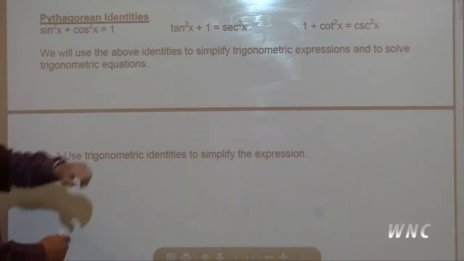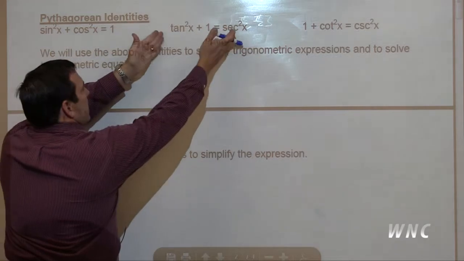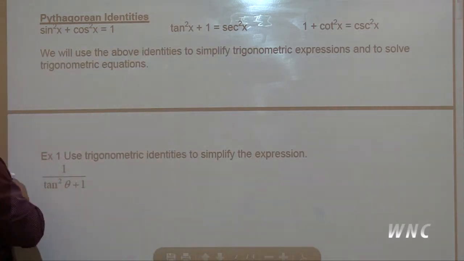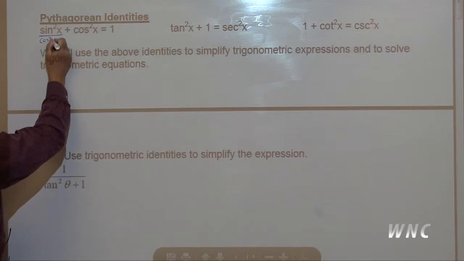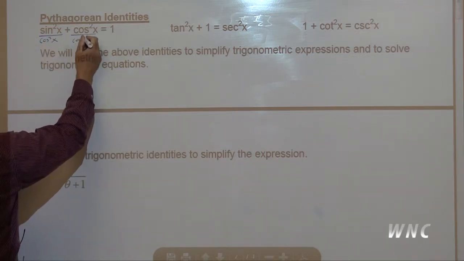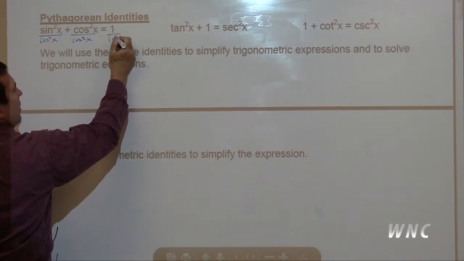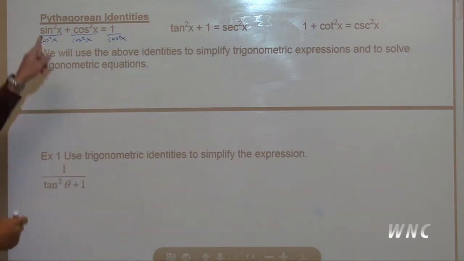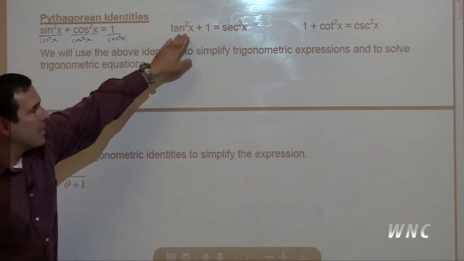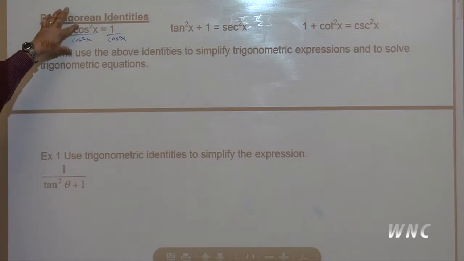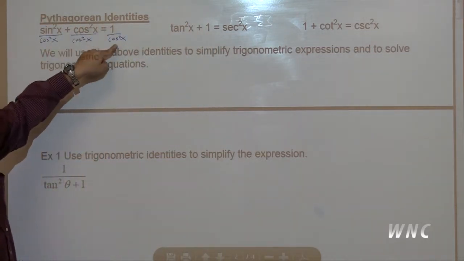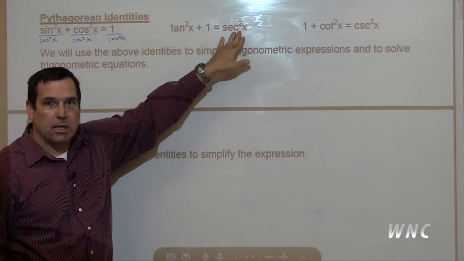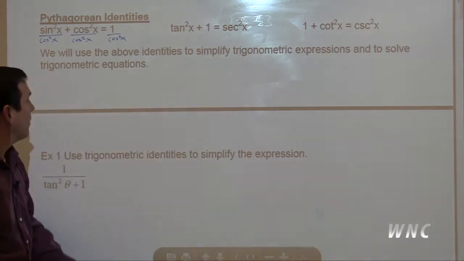If you will allow me for a moment, how do we get to this tangent squared x plus 1 is secant squared x? Well, if you divide all these parts by cosine squared x, sine squared x over cosine squared x is tangent squared x. Cosine squared x over cosine squared x is 1, and 1 over cosine squared x is secant squared x. So that's where this one is derived.